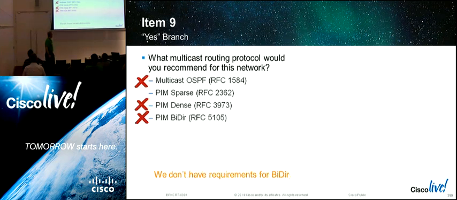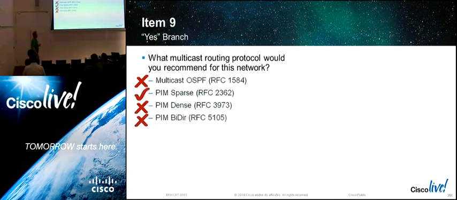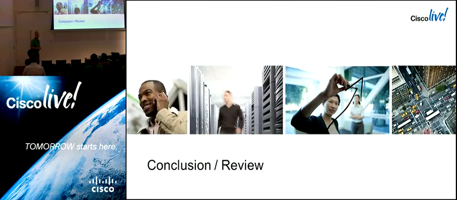Well, we don't have any requirement for biter. We don't have many-to-manys, right? Really, we have speaker to receivers. So sparse is probably the most simplistic thing. You could deploy biter, sure, but it's overkill, right? So let's do sparse. Okay.